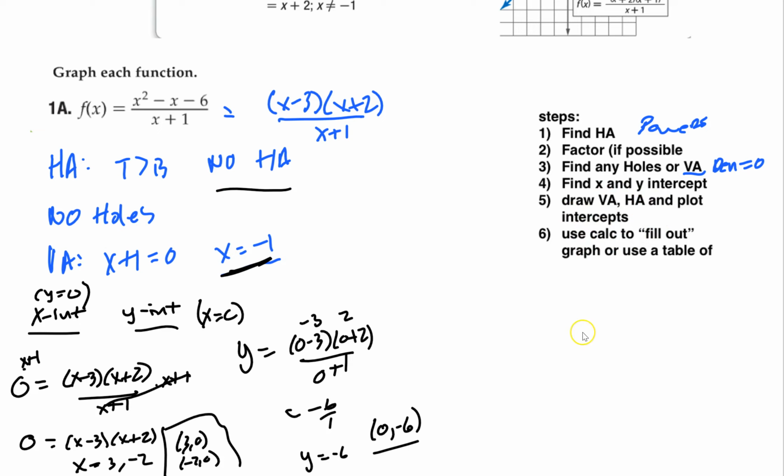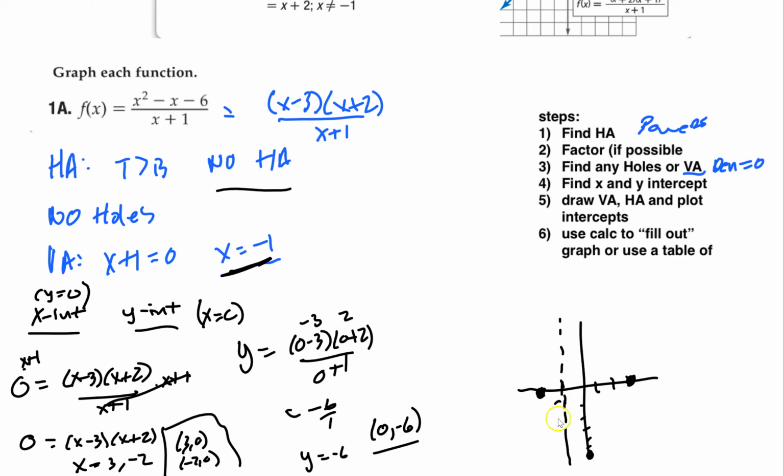Well, I like to draw the vertical and horizontal asymptotes. Let's plug in everything we have, basically. So x equals negative 1, vertical asymptote, so remember a line we can never cross. I have a y-intercept at 0, negative 6, so let's say 1, 2, 3, 4, 5, 6. I have x-intercepts at 3 and negative 2, so 1, 2, 3, and negative 2. So I have something like that going.